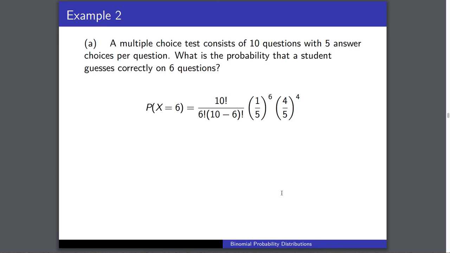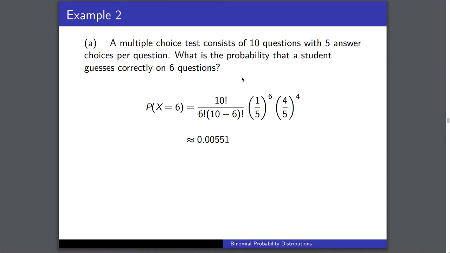So probability that we guess exactly 6 questions correct on this multiple choice test, we have 10 factorial over 6 factorial times 10 minus 6 factorial. And then the probability of success is 1/5, that you guess correctly. You want to get 6 of those right, and then the rest of them would be wrong, which in this case, if there's a 1 out of 5 chance you guess correctly, there's a 4 out of 5 chance that you do not guess correctly. And again, note that 6 plus 4 does give us our total number of questions here, which is 10.